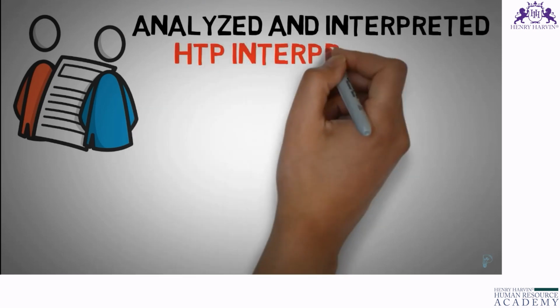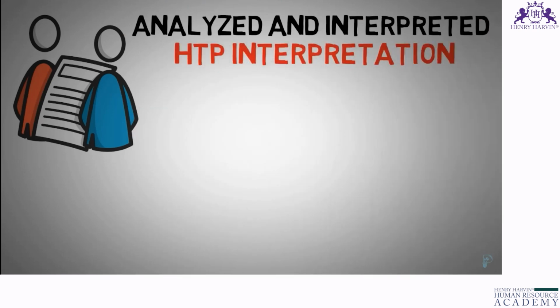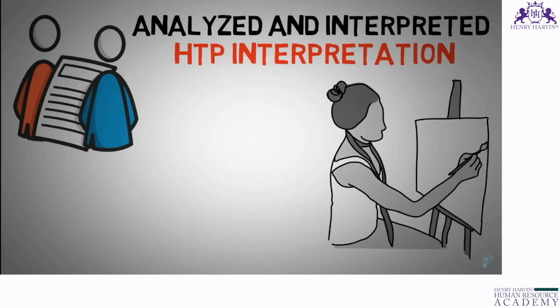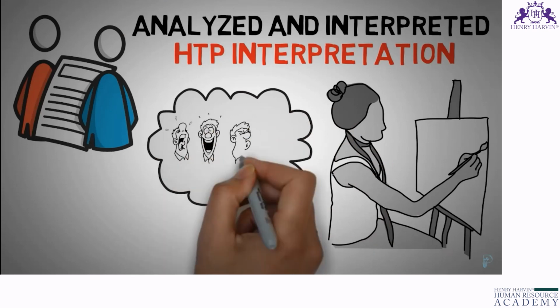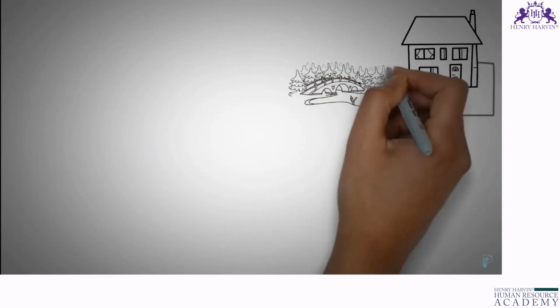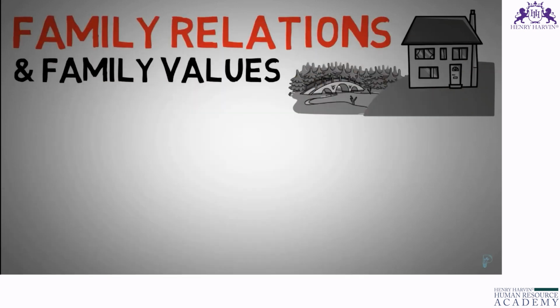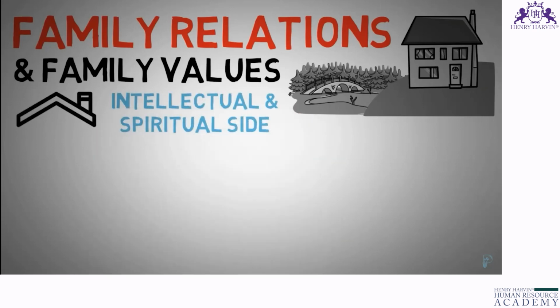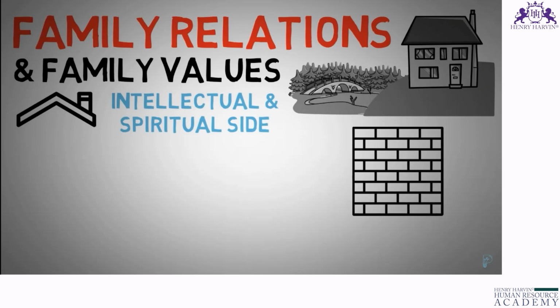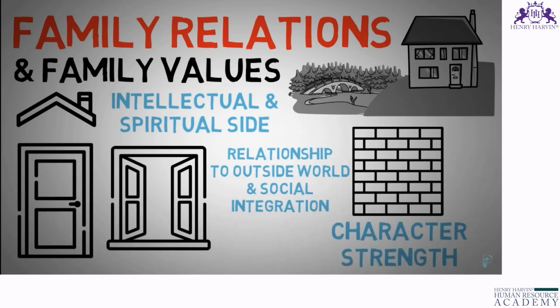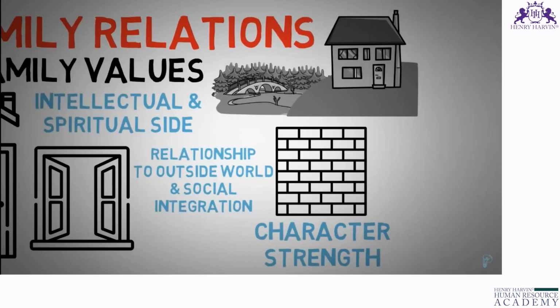The House Tree Person test is based on the idea that drawings reflect feelings. The details of a drawing are seen as representations of various personality traits. So let's go over some of these interpretations. Drawing a house: the house is considered to be the expression of the respondent's family relations and family values. The roof stands for the intellectual side of the spiritual life of the individual. The walls might be related to the test taker's character strength. And the doors and windows represent the individual's relationship to the outside world and the level of social integration.